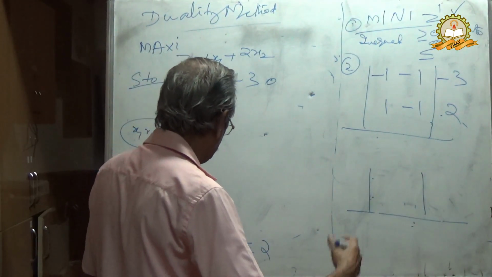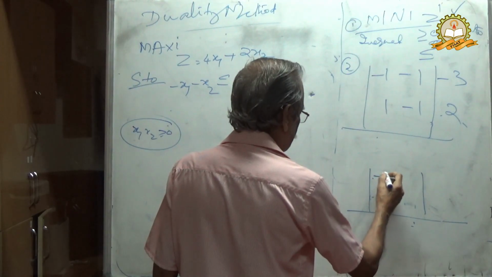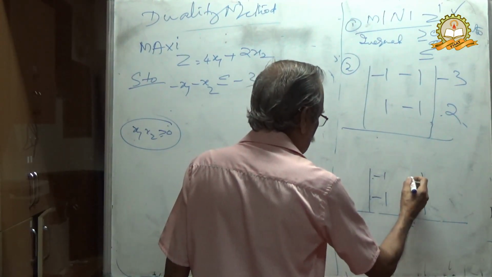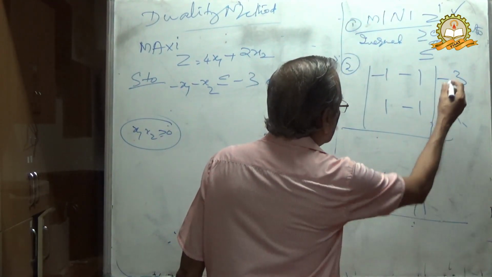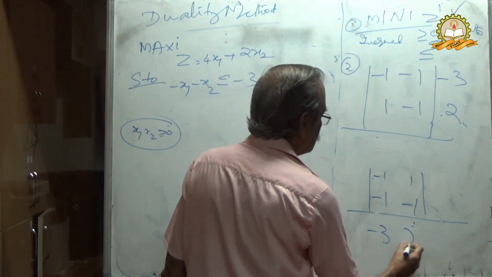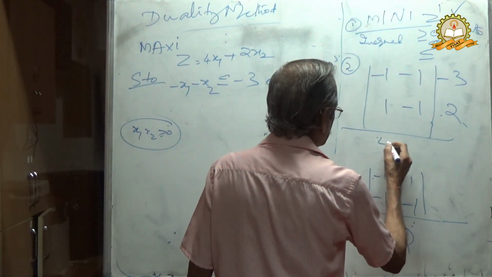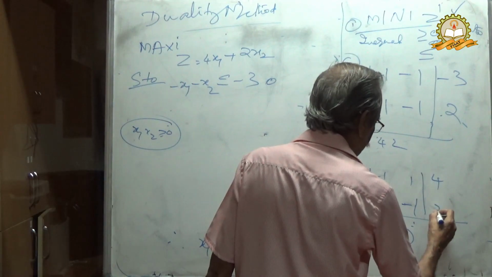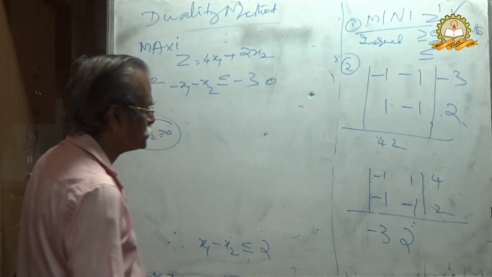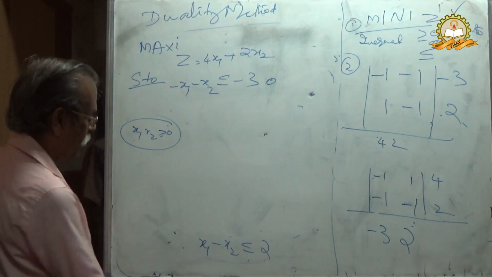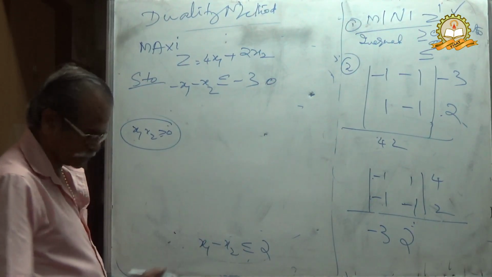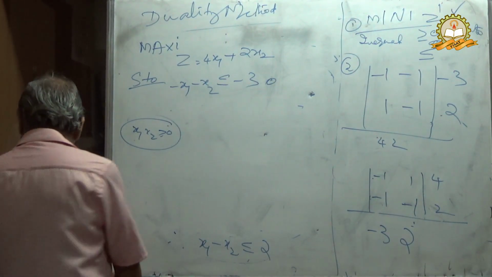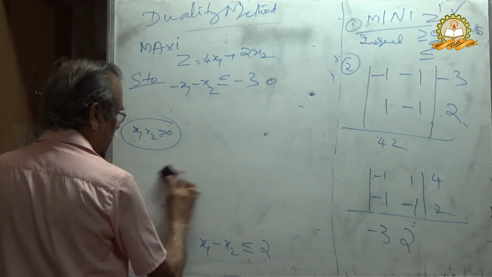Interchanging column and rows, you have minus 1, minus 1, 1, minus 1. This becomes down, and here it was 4, 2. It goes to 4, 2. It goes to 4, 2. 1, minus 1, 2. Okay. Goes to 2.